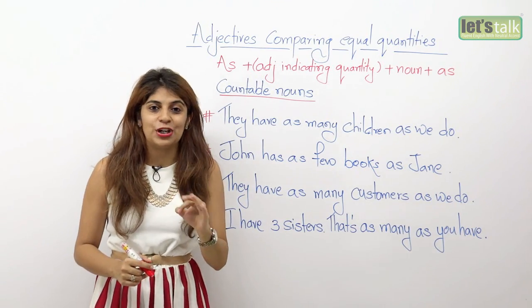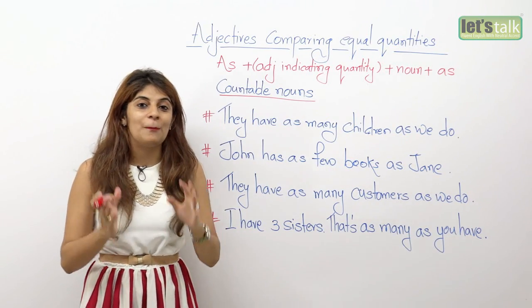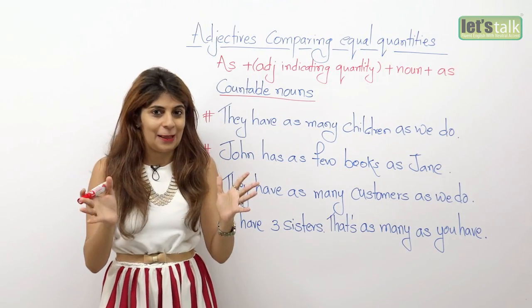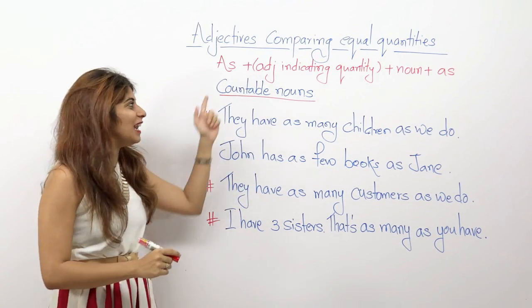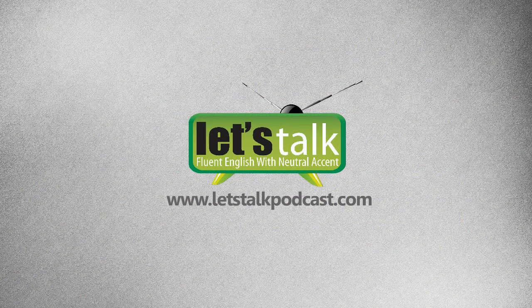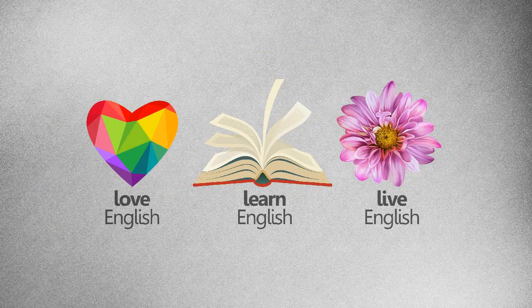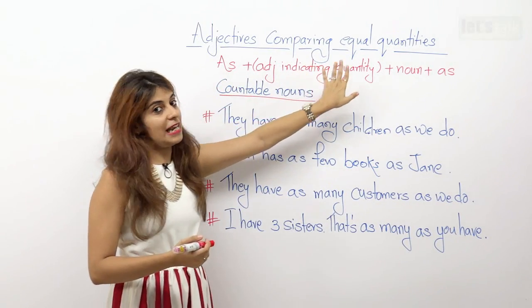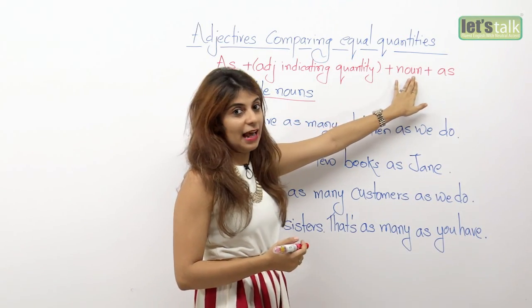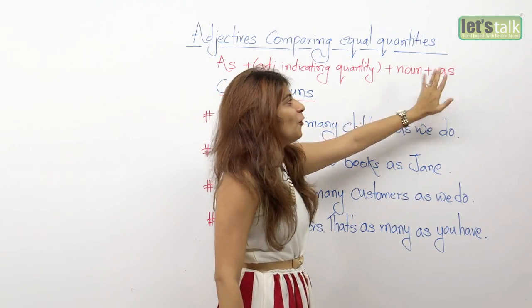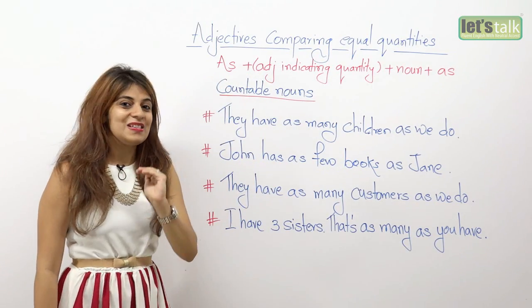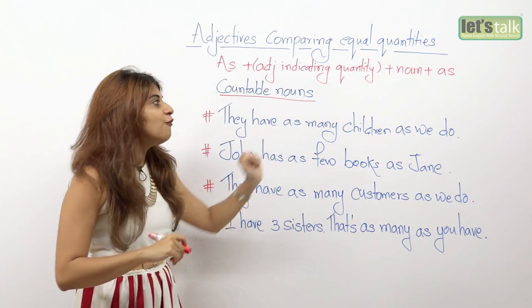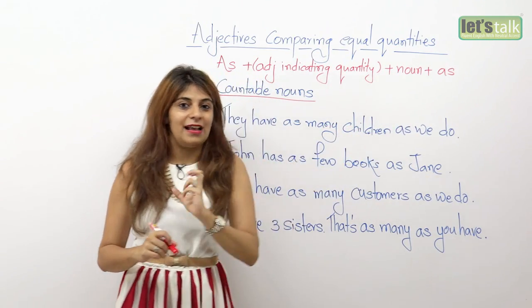There's a certain pattern that we follow in English in order to compare equal things. Now it can be equal things or just about the same. And what is that pattern? Well, let's have a look. It's the word as, followed by the adjective indicating quantity, and then followed by the noun that you're comparing, and then followed by the word as again. So let's go through this again. It's as plus the adjective indicating quantity, followed by the noun, and then followed by the word as again.